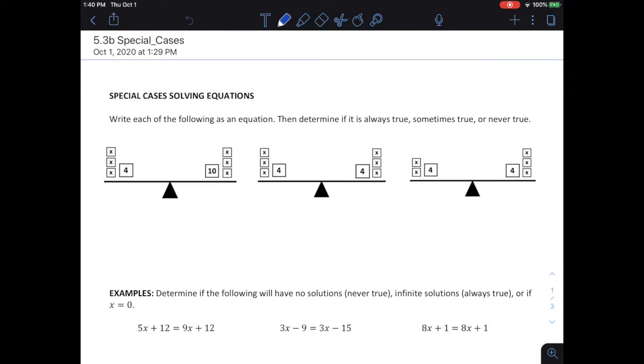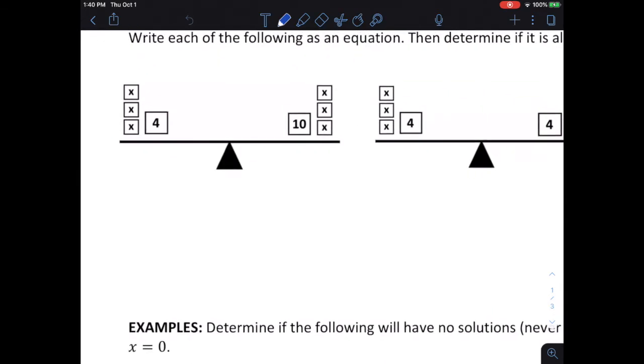Okay, so if we look at the first one, we'll notice that we have three x's and a 4 on the left-hand side. So I'm going to write that as 3x plus 4. And then on the right-hand side, we have three x's and we have a 10. So I'm going to write it as 3x plus 10. Okay, so then the question that we have to always ask ourselves: is it always true? Is it sometimes true? Or is it never true?